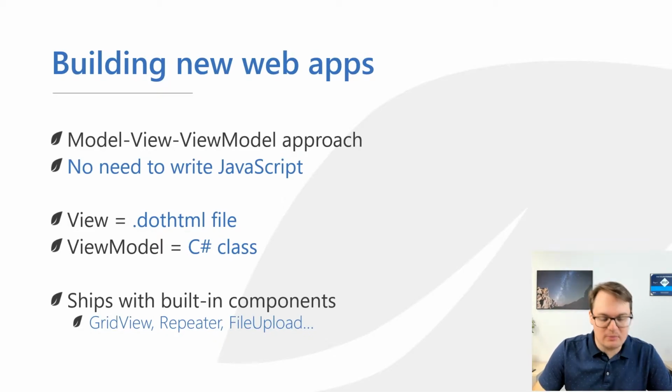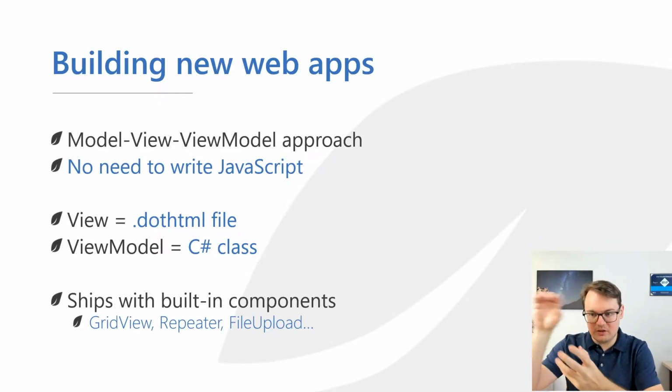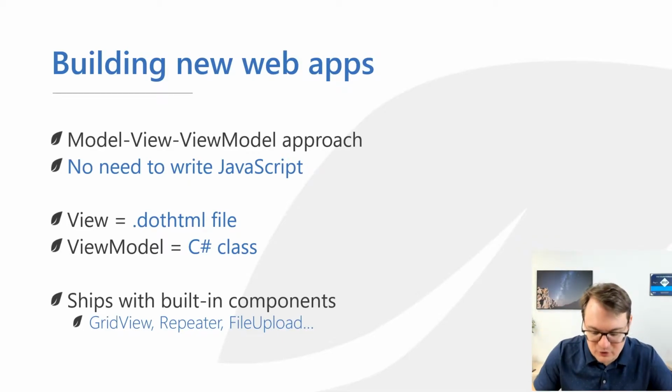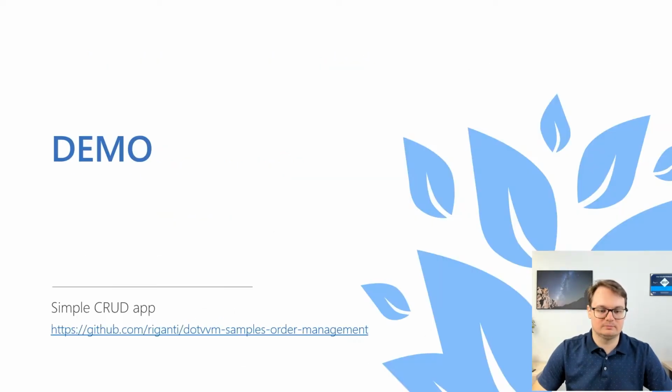And .vvm comes with a lot of built-in components like grid view for rendering tables with data. There is repeater for rendering collections. There is file upload, so you just use a component and everything is taken care of. You don't need to write your own APIs that will parse those multi-part form data, crazy requests which are difficult to work with. So that's already taken care of.